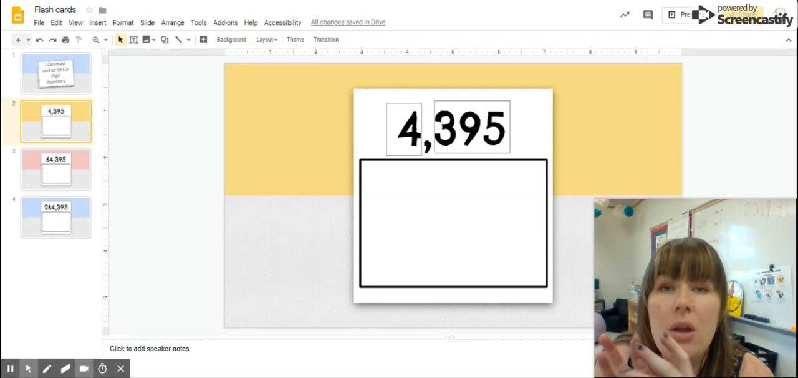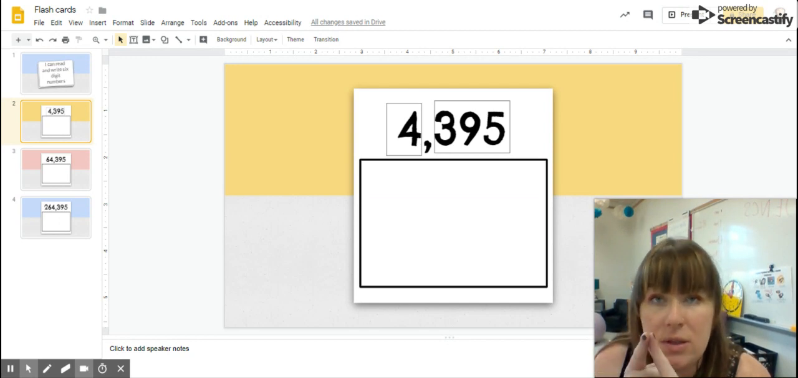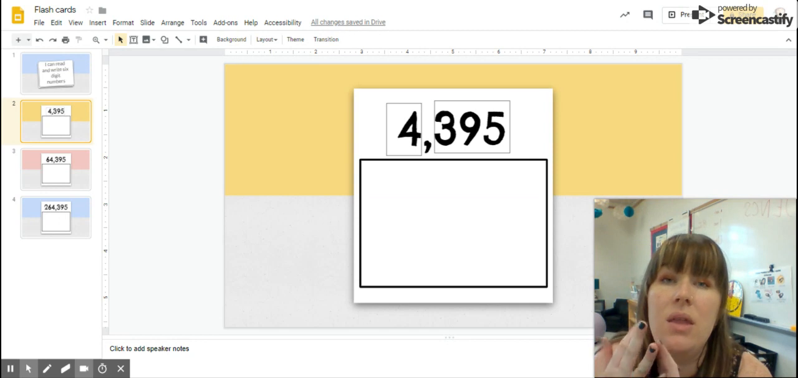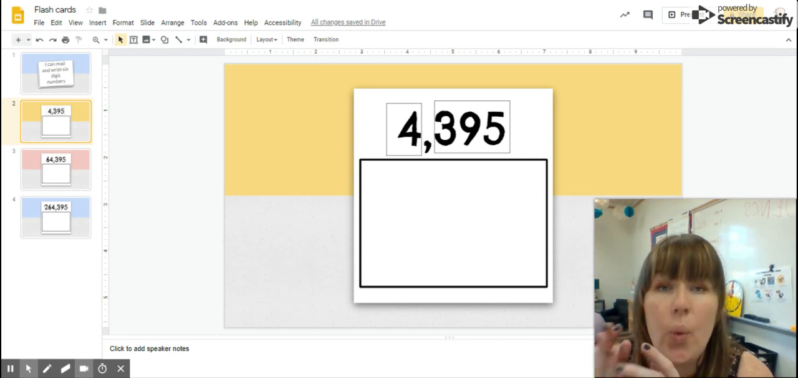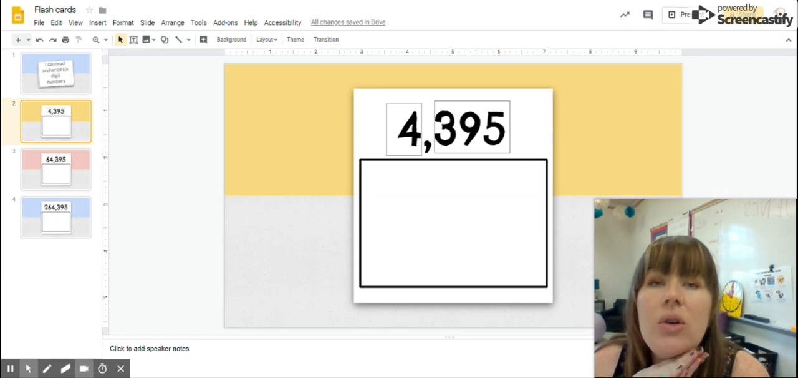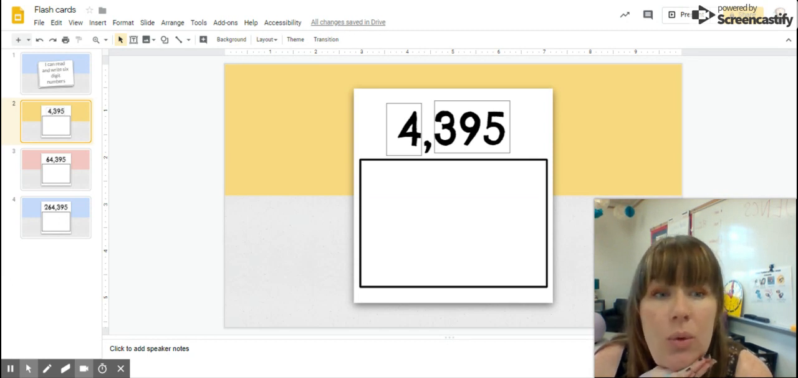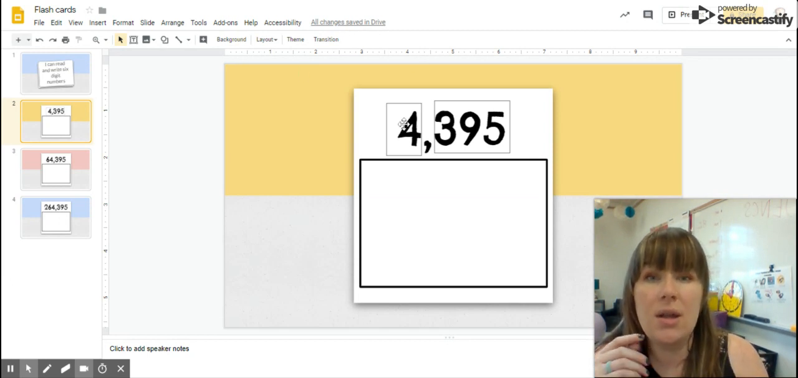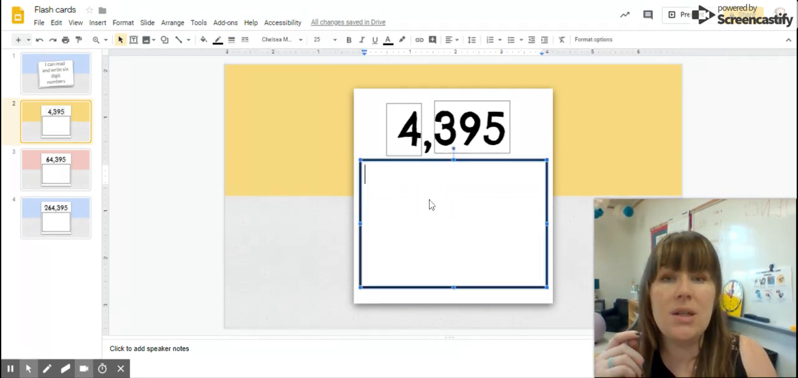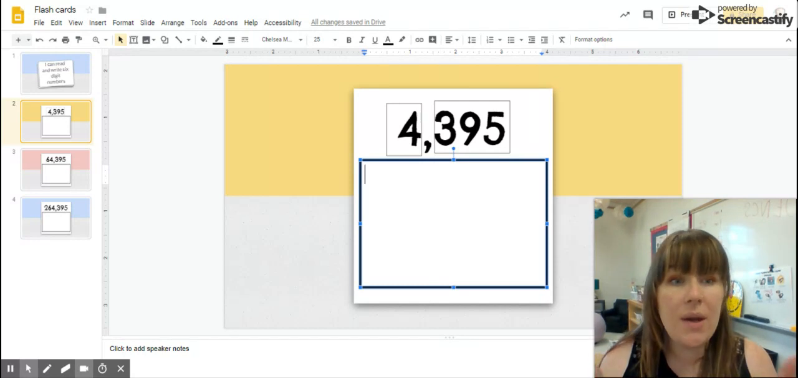So you're going to read it in three chunks. You're going to read the thousands family or period, and then the comma, and then the ones period. When you read the comma, for today, we're always going to say the word thousands. So when we read this number, we read it like this: 4 thousand, and then the second chunk, 395. 4,395.